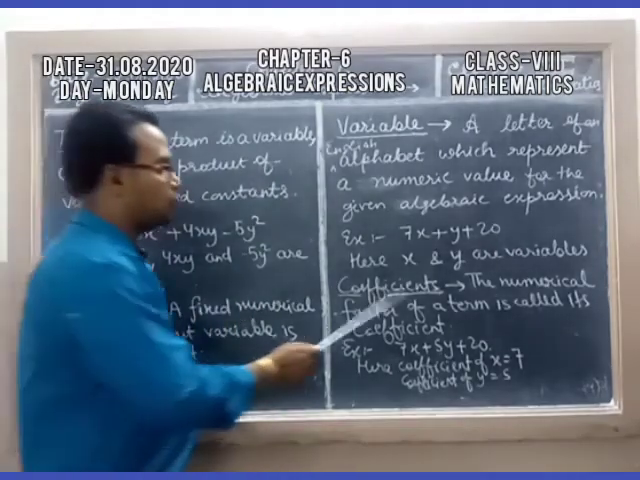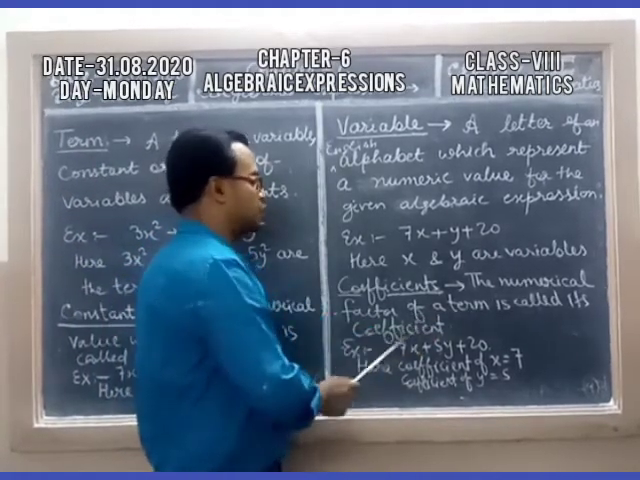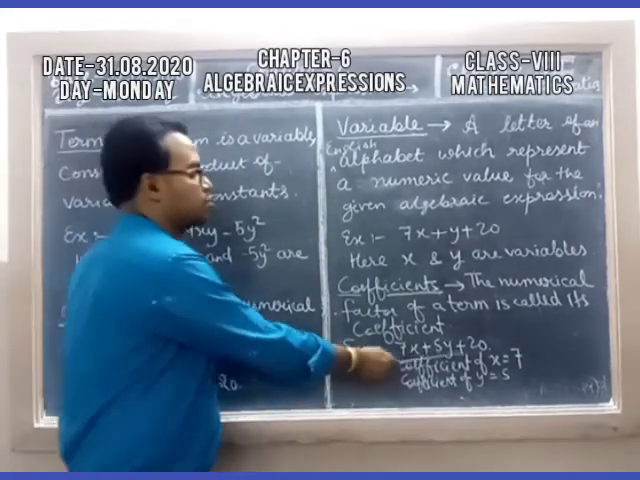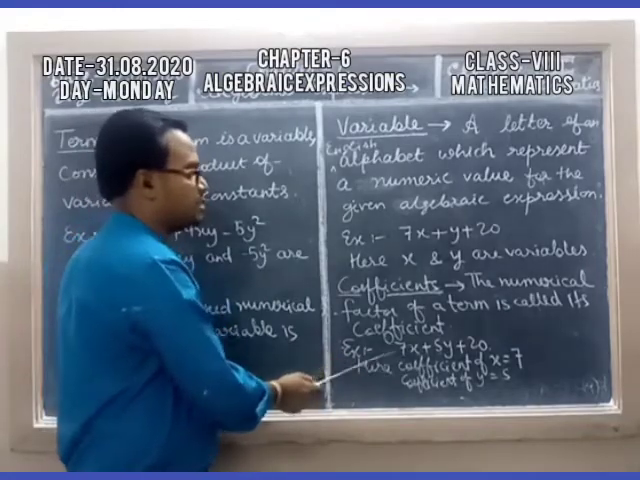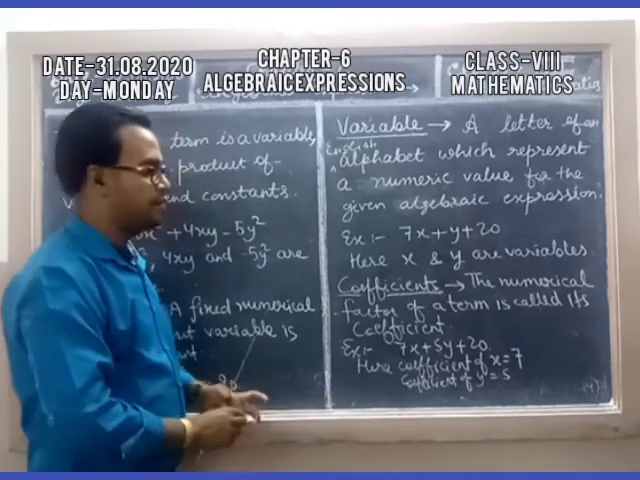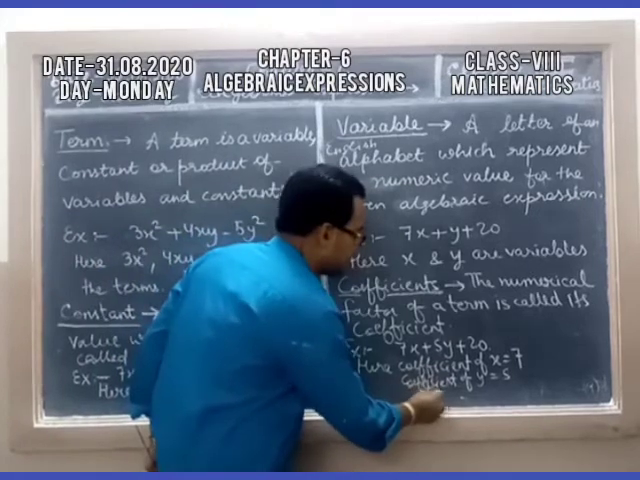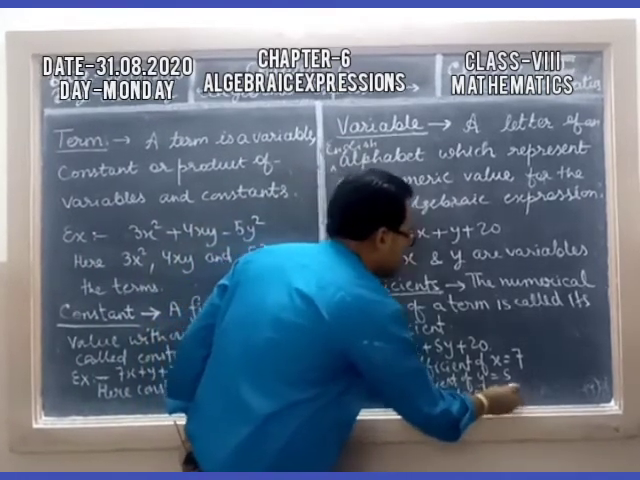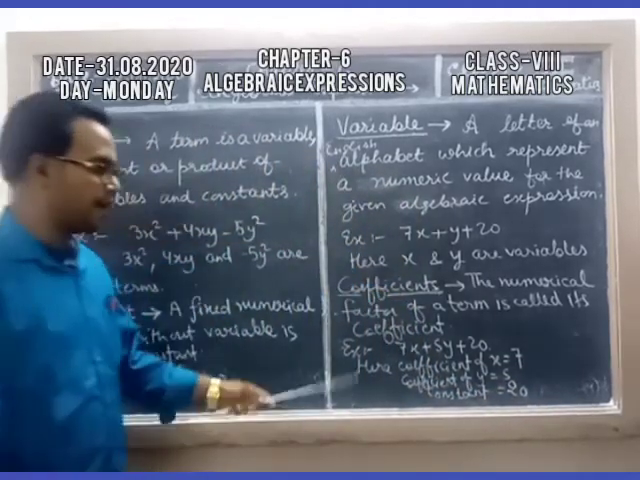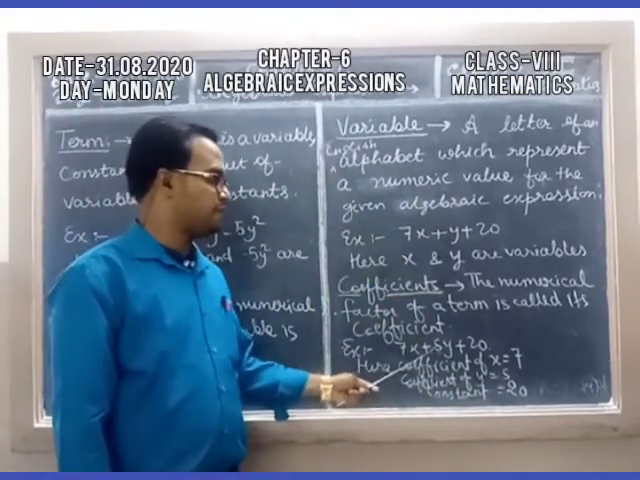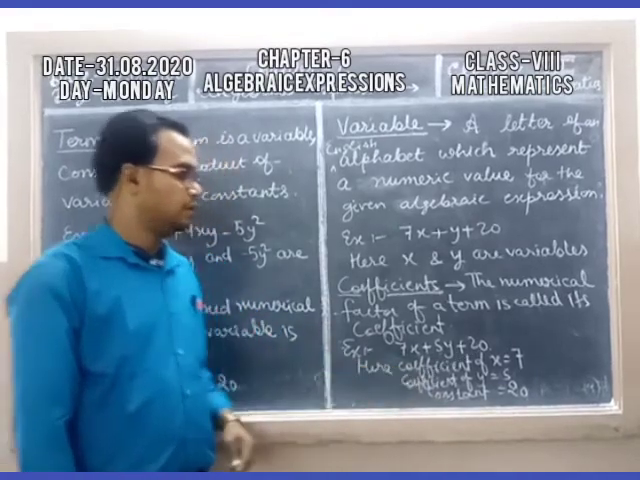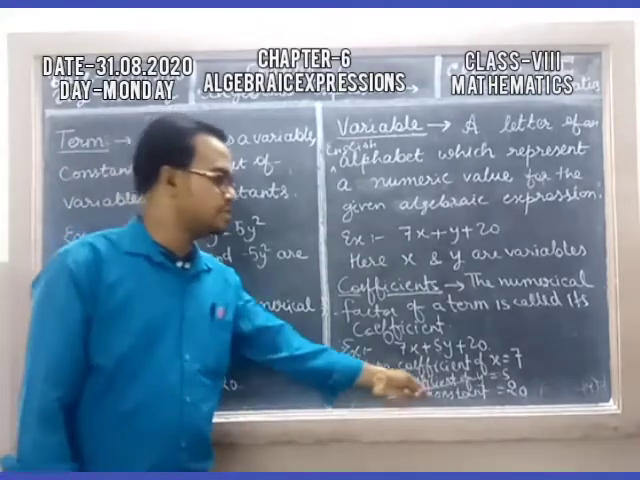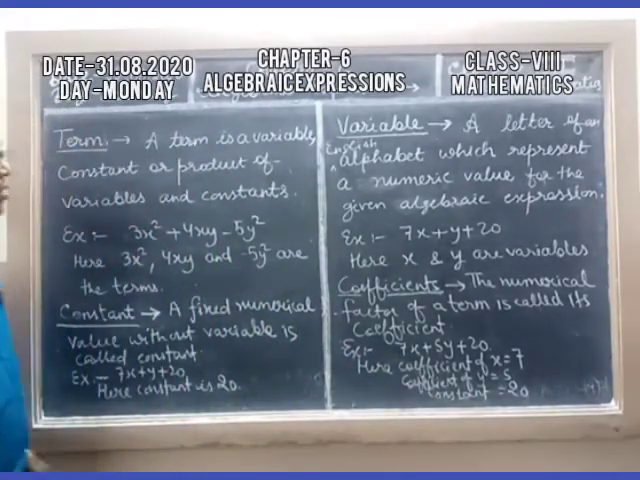Coefficients. The numerical factor of a term is called its coefficient. For example, 7x plus 5y plus 20. So the coefficient of x is 7, the coefficient of y is 5 and the constant term is 20. If there is a minus sign, if there is minus 5, then the coefficient of y is minus 5.